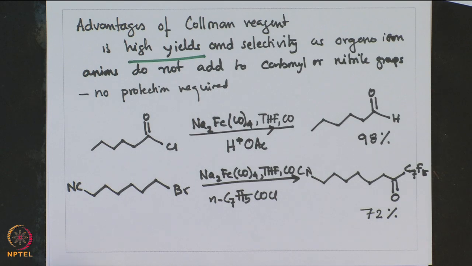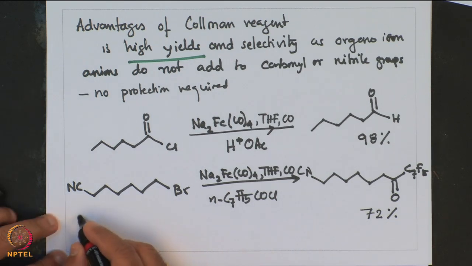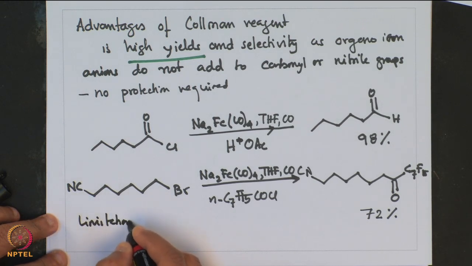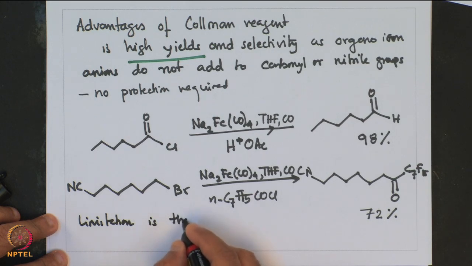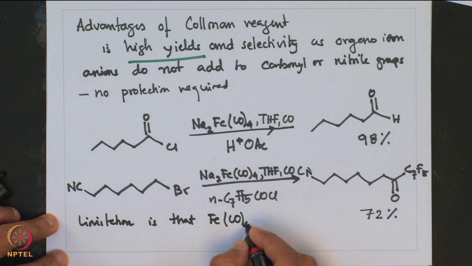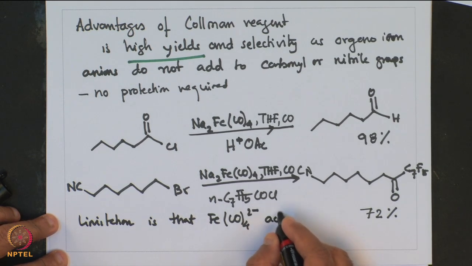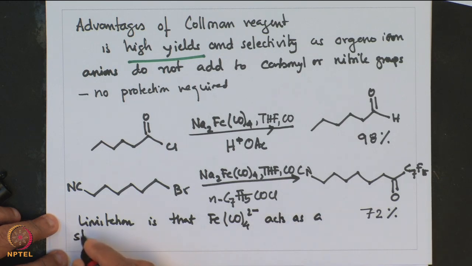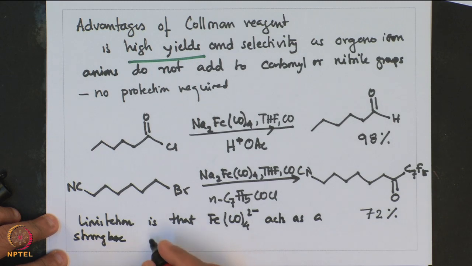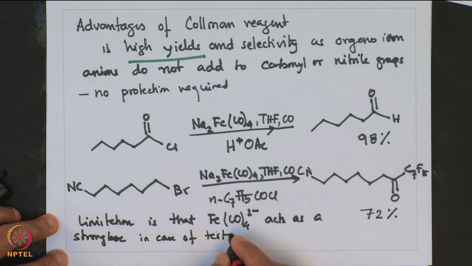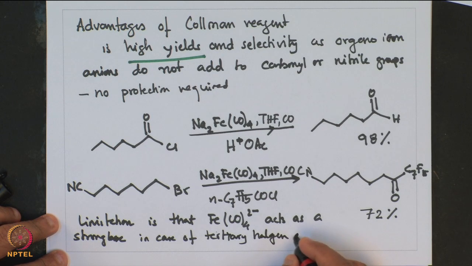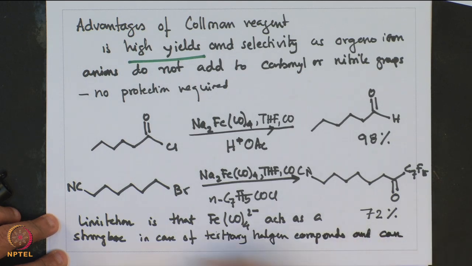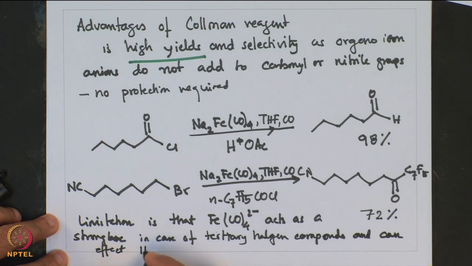Collman's reagent. So, limitations of Collman's reagent is that [Fe(CO)4]2- acts as a strong base in case of tertiary halogen compounds and can affect HX elimination.